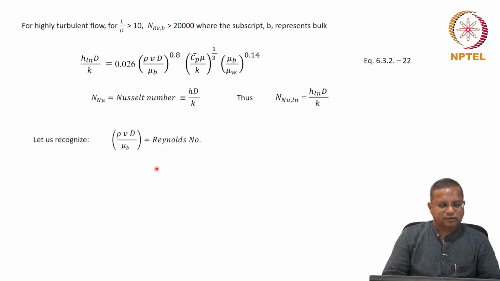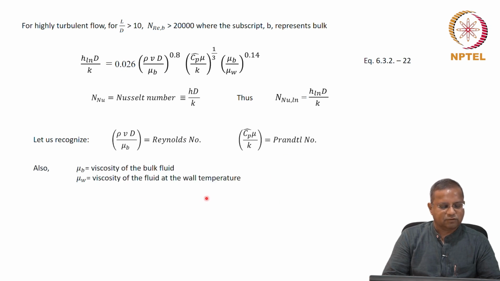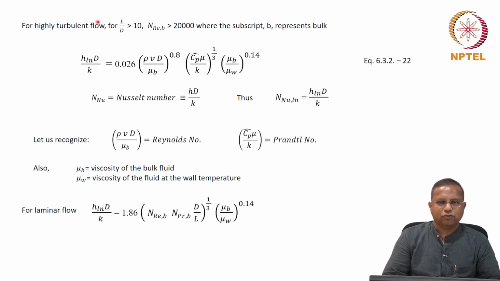Also, let us recognize that this is the Reynolds number to the power of 0.8, as I had already mentioned. This is the Prandtl number, as I had already mentioned. Also, the viscosity is taken at the wall temperature. And this we said is for turbulent flow, the bulk Reynolds number greater than 20,000.